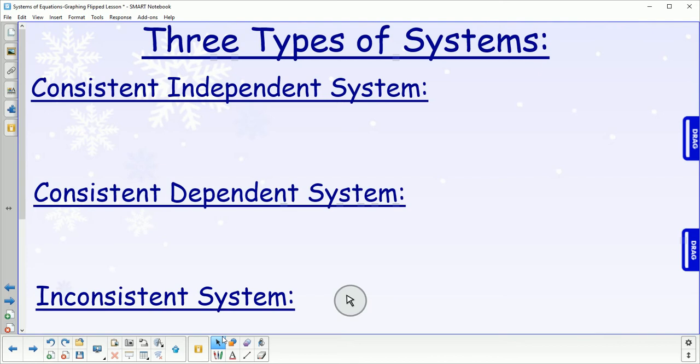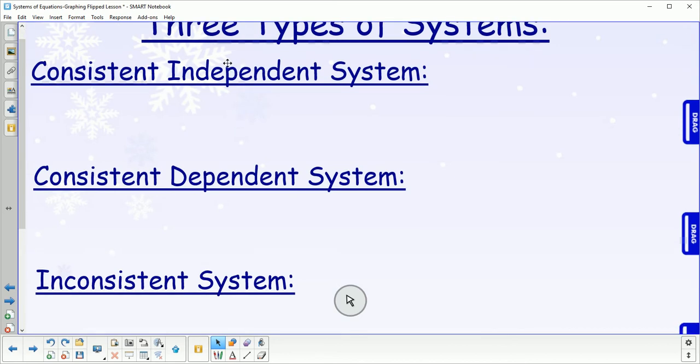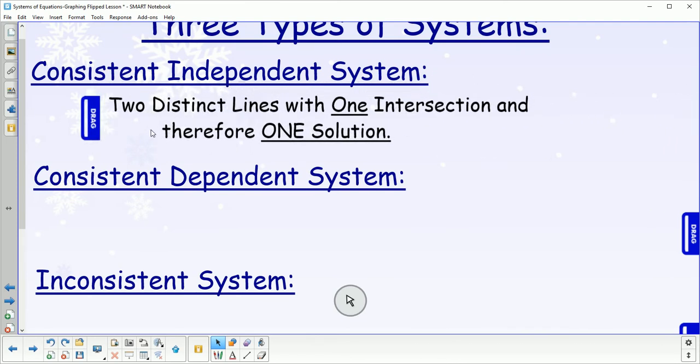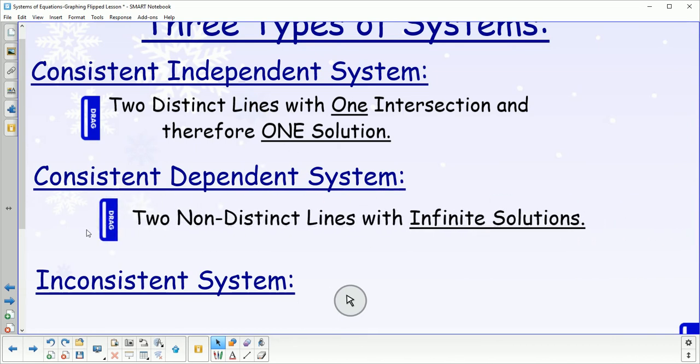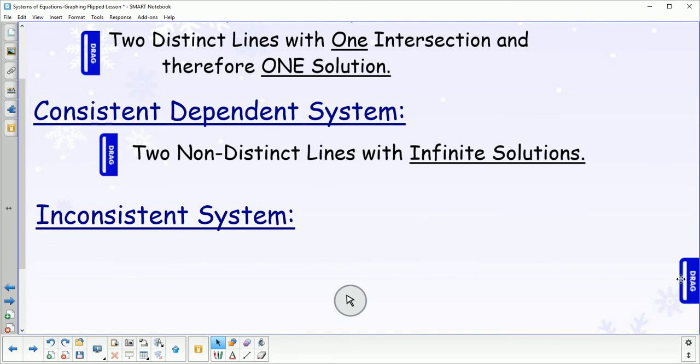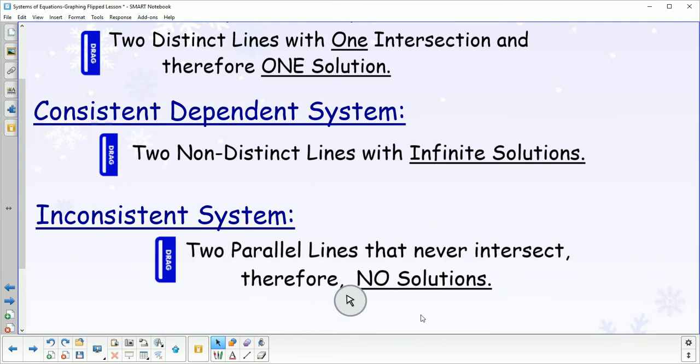And now 3 other important key terms are going to be consistent, independent, or really we're just going to say independent, dependent, and inconsistent. If something is a consistent independent solution, it means that there are two distinct lines, there is one intersection, and therefore one solution. So it will have a solution. Independent system, one solution. A dependent system means when you graph a line, they'd be right over top of the other one, and so therefore you have infinite solutions. So dependent system, infinite solutions. And finally, an inconsistent system happens when we have parallel lines, and they never intersect, therefore there are no solutions.